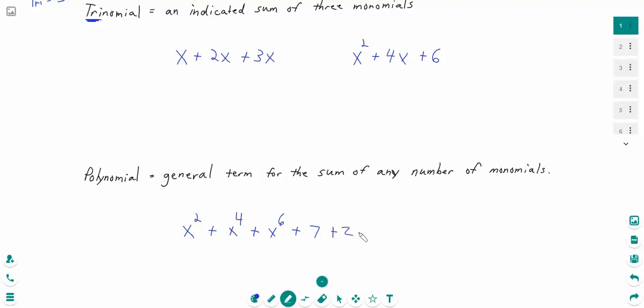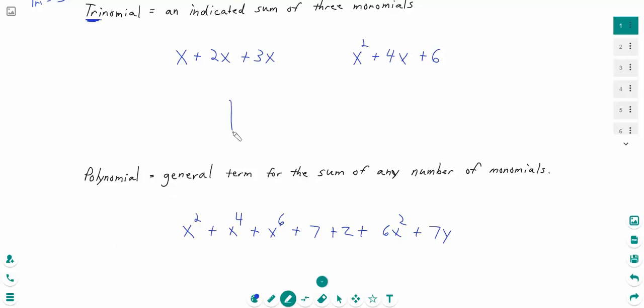I mean, we could have plus z plus 6x squared plus 7y. You know, anything we want to add on, these are all going to be polynomials because it's any number of monomials summed together. All right, very good.